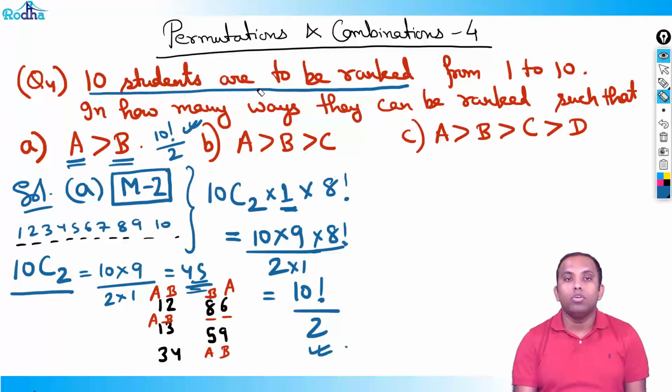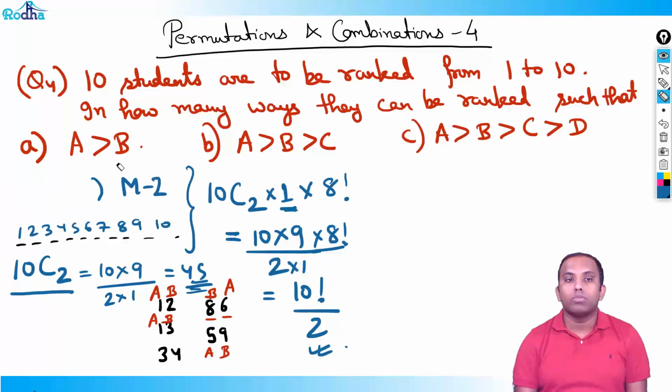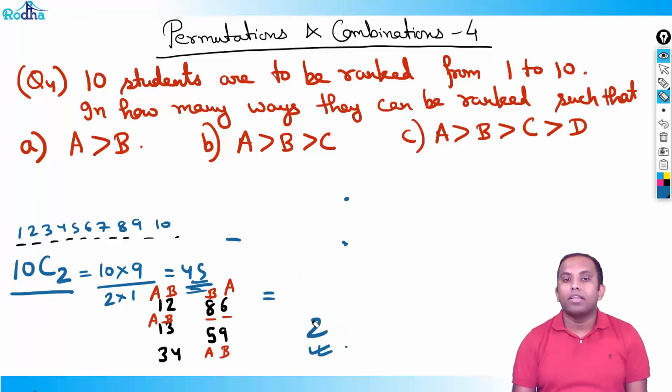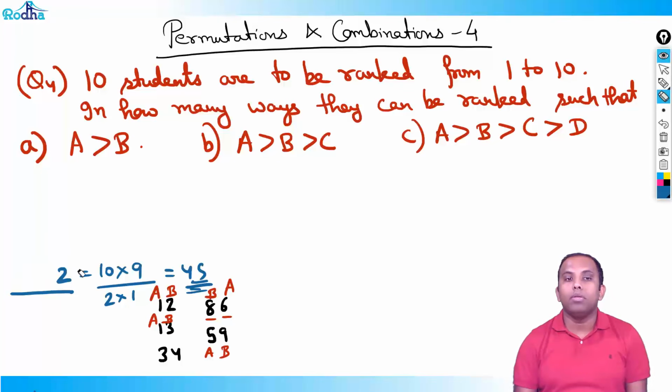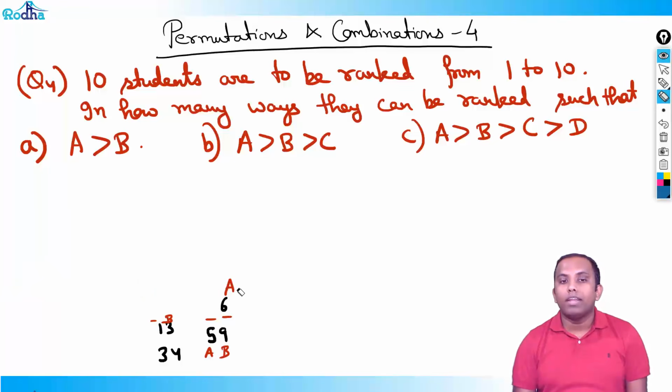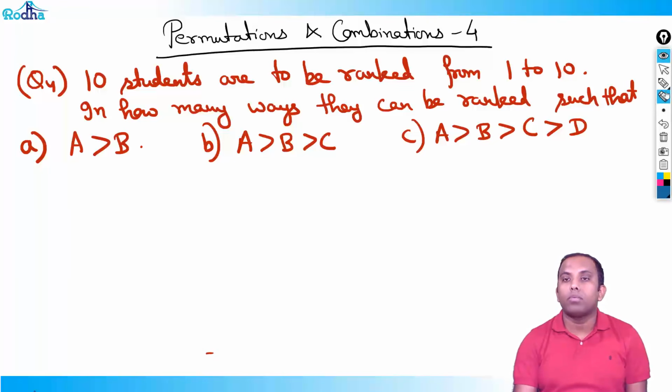Now let's move to question number 2. Just try it in your mind. What is the answer for question number 2 here, that is, A is greater than B is greater than C? I think you got the answer in mind, right? The answer would be 10 factorial by 6. Why 10 factorial by 6? Can anyone tell me why?